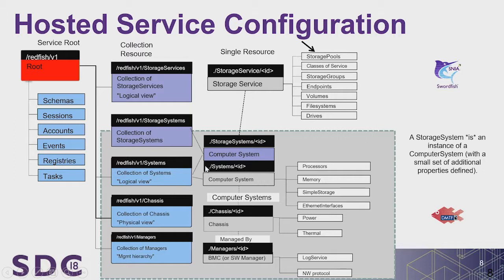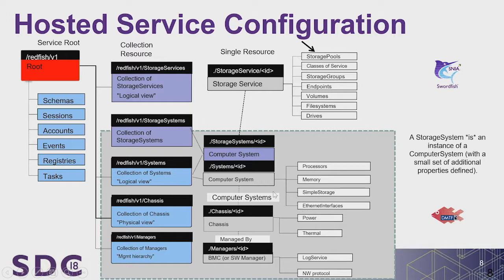So this little quad of boxes here actually shows that a computer system is also a system. It shows up in both collections. This allows you to represent your controller or your storage system using all of those same elements that are in a computer system: processors, memory, simple storage.